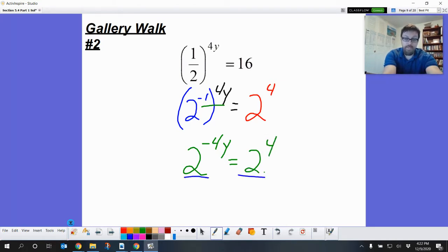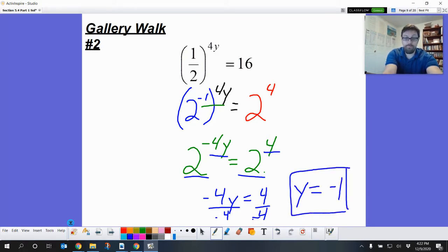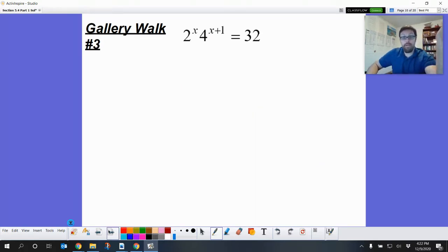My bases are the same. My exponents must be the same. So negative 4y equals 4. Divide both sides by negative 4. Y equals negative 1. Done. All right, let's try another one.